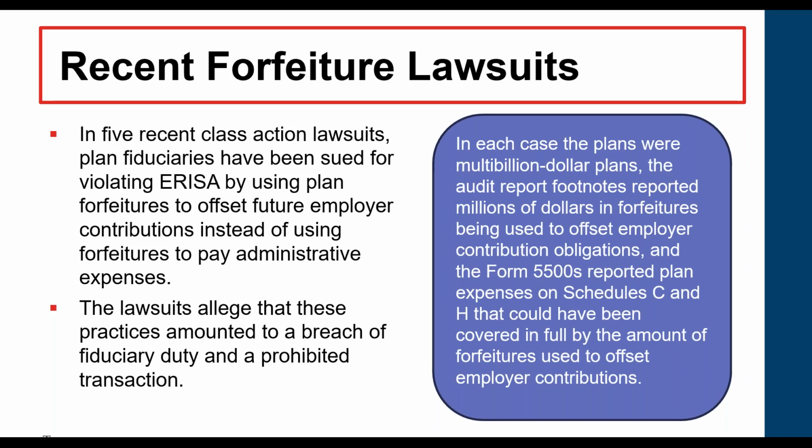We've seen very recently a new theory being touted by the plaintiffs' firms, and they're targeting plans that have a very large amount of forfeitures. I'm talking in the millions of dollars of forfeitures. These tend to be multi-billion-dollar plans, and they're reporting fees paid by the plan on a Schedule C of maybe $1 million or a little more, but in the footnotes you can see pretty quickly that they had $7 million in forfeitures being reported as used to offset employer contributions, which is a very common practice, and is probably very consistent with the plan document, which has been blessed and approved by the Internal Revenue Service.